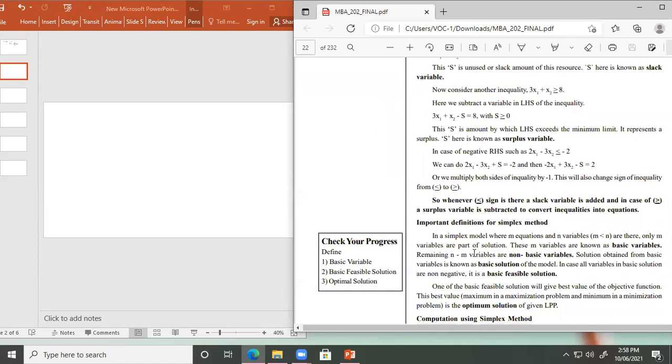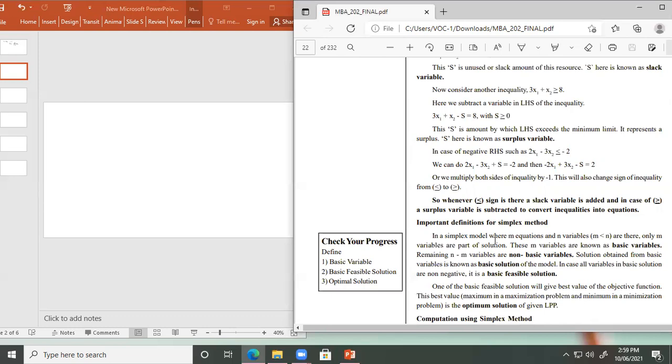There are two different variables, slack and surplus variable. The surplus is the amount by which the LHS exceeds the minimum limit; it represents a surplus, where S is known as the surplus variable. So whenever the less than or equal to sign is given, a slack variable is added, and in case of the greater than or equal to sign, a surplus variable is subtracted to convert the inequalities into equations.